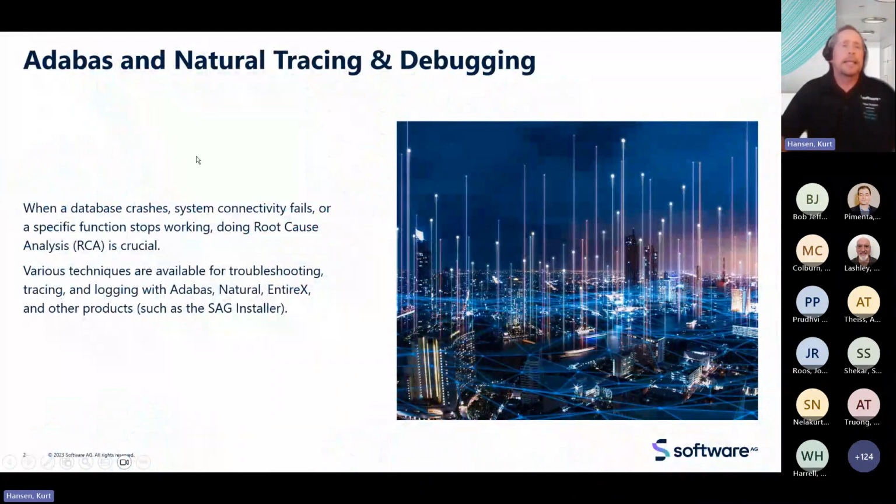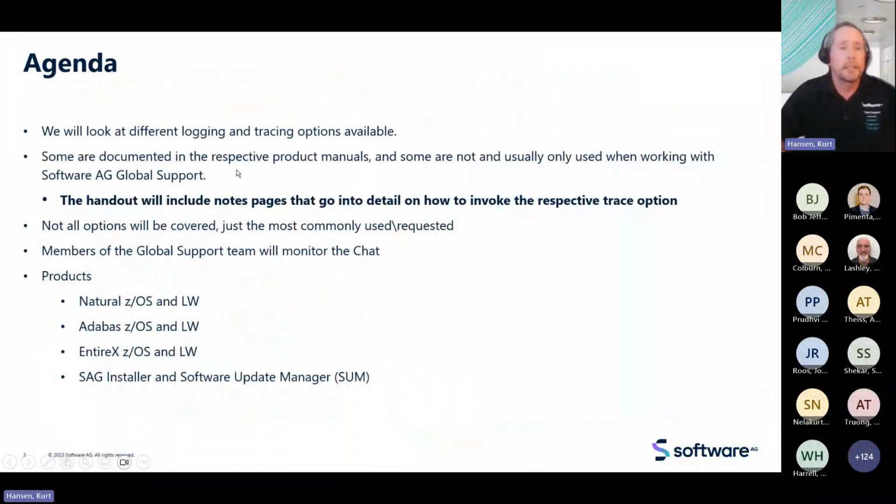So what we're going to talk about today is Adabas and Natural and EntireX, and we're going to touch a little bit on the SAG Installer and the Update Manager, different ways to try to determine what is going on when you're running into a problem. Like when a database crashes, you're having a connectivity issue, or certain functions stop working. What are some of the tools we use when you're working with support, or you might be able to use on your own to determine what your issue is.